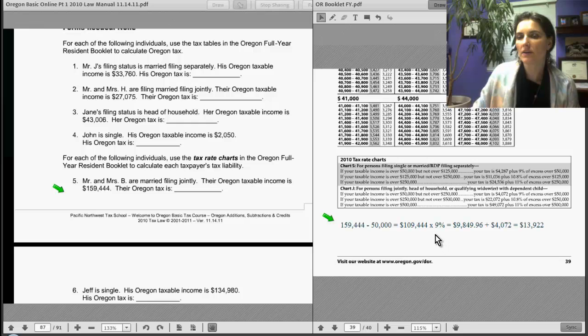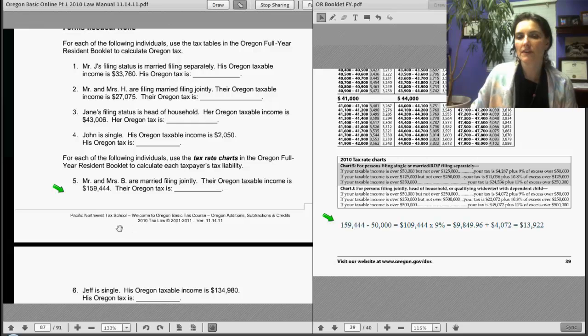That gives us $9,849.96. The next step is to add in the amount shown on the chart of $4,072. We add $4,072 to the tax we calculated manually, and that gives us $13,922. $13,922 is the correct answer to question number 5. And your job is to finish questions 6 through 8 on your own.